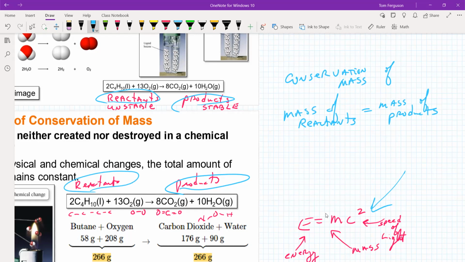Okay, so conservation of mass. That's a law, okay? And it's a pretty good law, especially when you consider any differences. We use E equals mc squared to make up that difference.